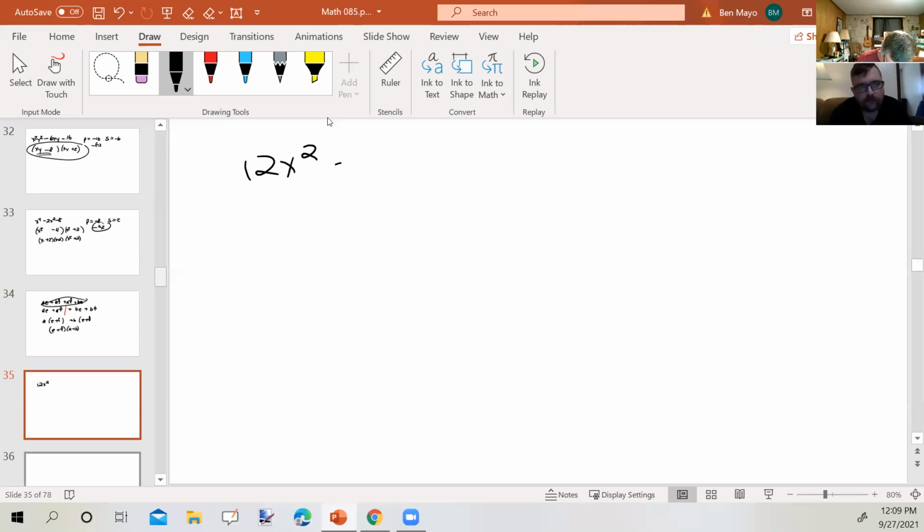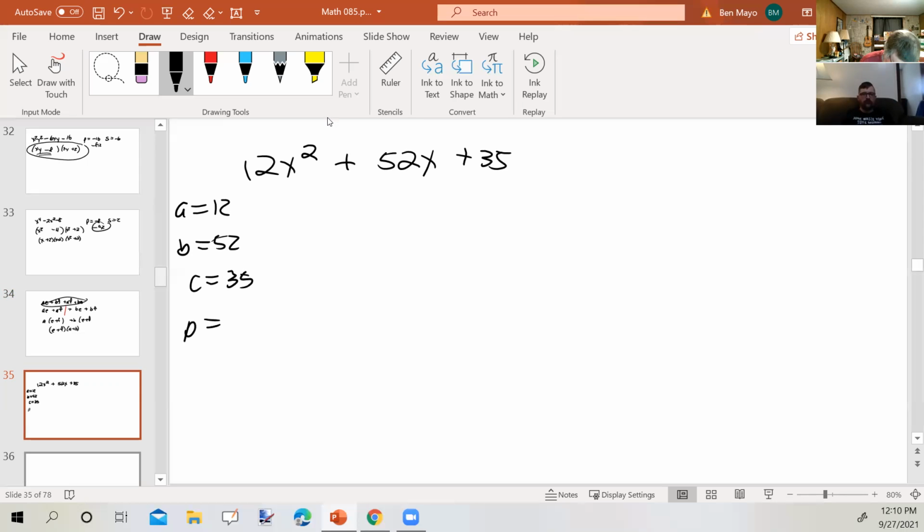12x squared plus 52x plus 35. Here we have a trinomial in standard form. There's no greatest common factor. It's not a perfect square, and the leading coefficient is not a 1. So I'm going to use grouping. A is 12, B is 52, C is 35. The product is, wow, let's see, 35 times 12 is 420, and the sum is 52.